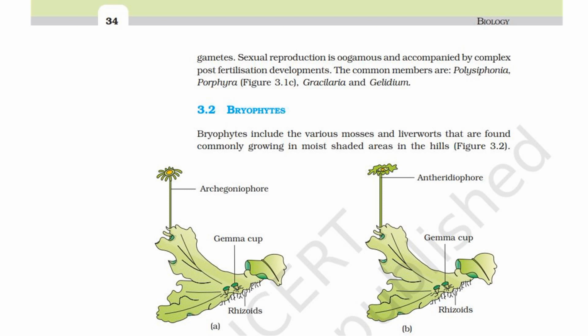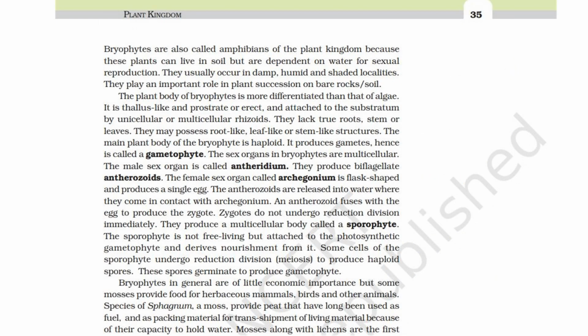Bryophytes. Bryophytes include the various mosses and liverworts that are found commonly growing in moist shaded areas in the hills. Bryophytes are also called amphibians of the plant kingdom because these plants can live in soil but are dependent on water for sexual reproduction. They usually occur in damp, humid and shaded localities. They play an important role in plant succession on bare rock and soil.